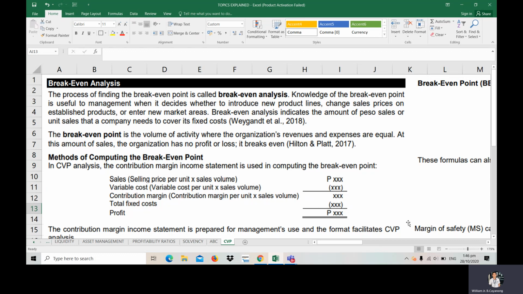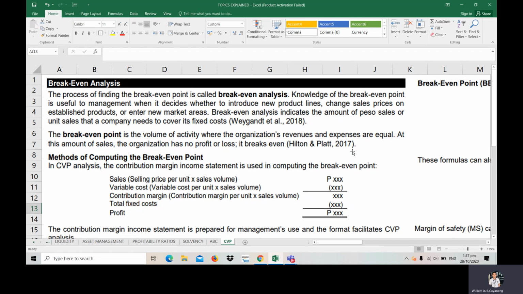Furthermore, the break-even point is the volume of activity where the organization's revenues and expenses are equal. At this amount of sales, the organization has no profit or loss. It breaks even. Okay, so you heard it right. Upon solving the break-even point, it is the point where revenues are equal to expenses. Therefore, wala kang profit kasi equal lang yung expenses mo, okay, as to the revenues.